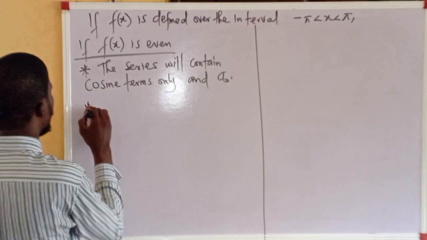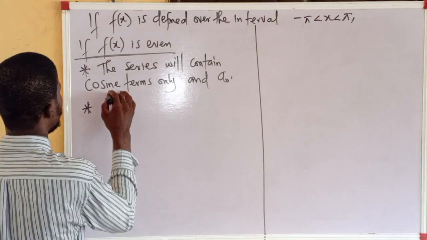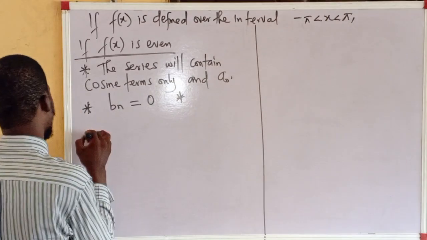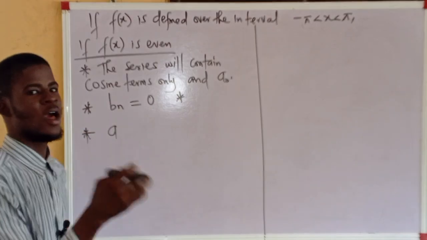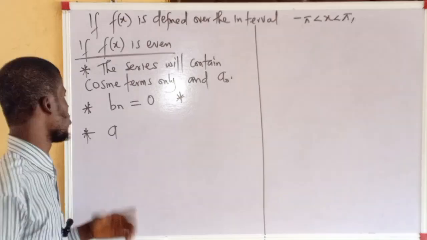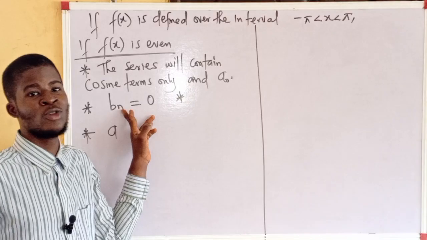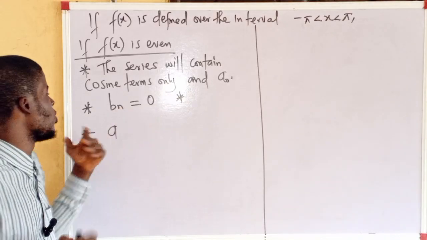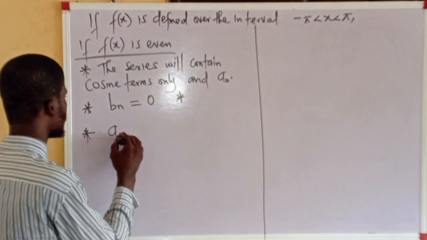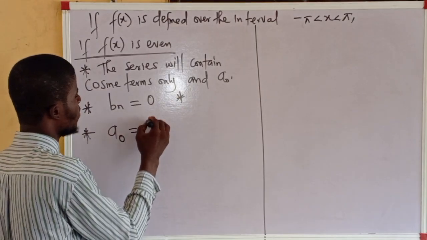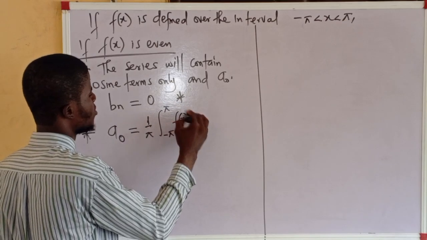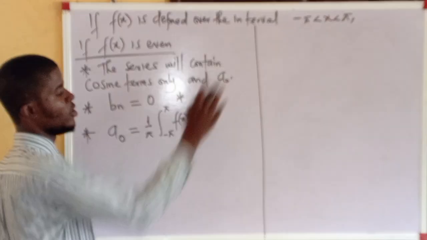So for an even function, b sub n is equal to 0. This must be noted. a sub n and a naught are the Fourier coefficients that we need. You see that it's going to save our time. We don't need to calculate b sub n. Okay, we just know that it is 0. So we just need to calculate a sub n and a naught. So a naught is 1 over pi, the integral from negative pi to pi of f of x dx over that range.